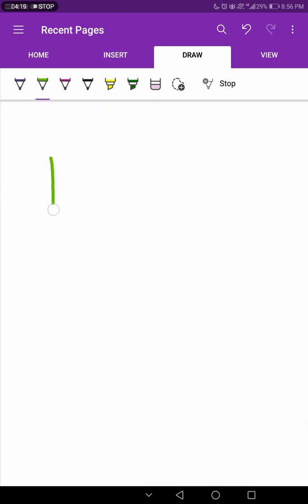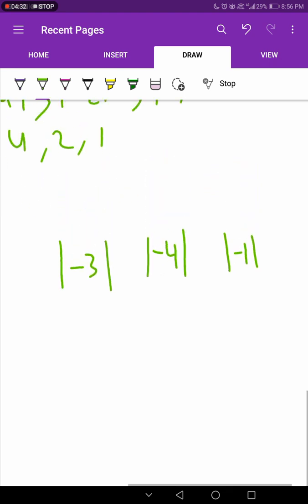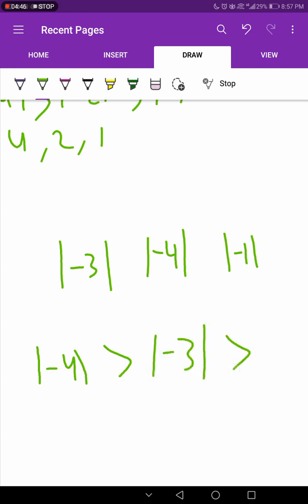Example, negative 3, negative 4, and negative 1. Can you order them from greatest to least? Yes. Negative 4, because it is already 4, greater than negative 3, because it is 3, not negative 3, greater than negative 1, because it is only 1. If you ask me, this is from greatest to least.